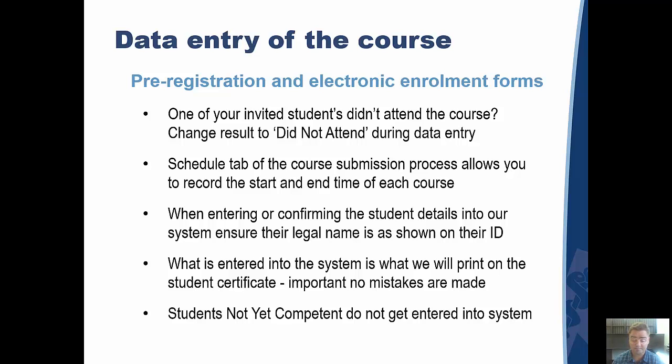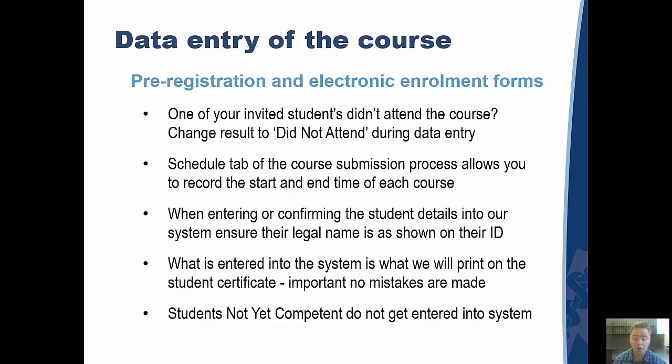If the course does not run for the correct time, it will prompt you for a response to justify shortening of the course. When entering or confirming the student details into our system, you must ensure their legal name, as shown on their ID, is entered onto the enrolment form and in our system accurately. What is entered into the system is what we will print on the student certificate, so it is really important that no mistakes are made during the entry process.